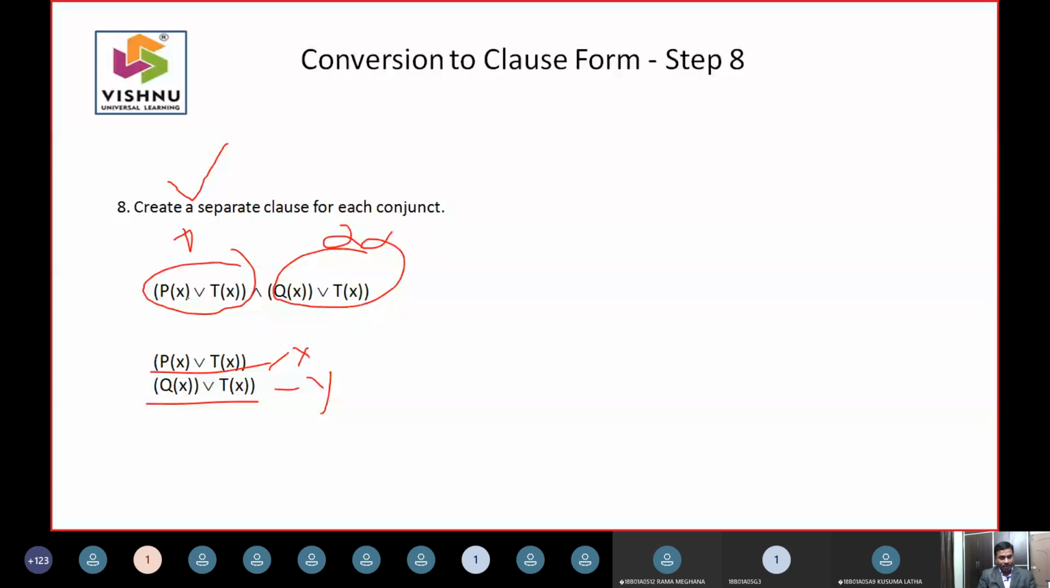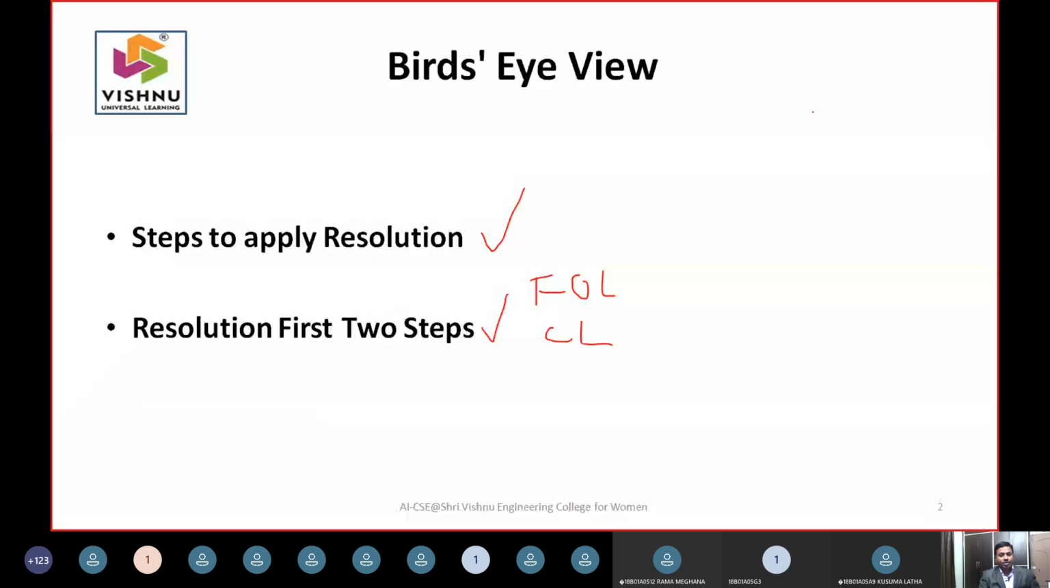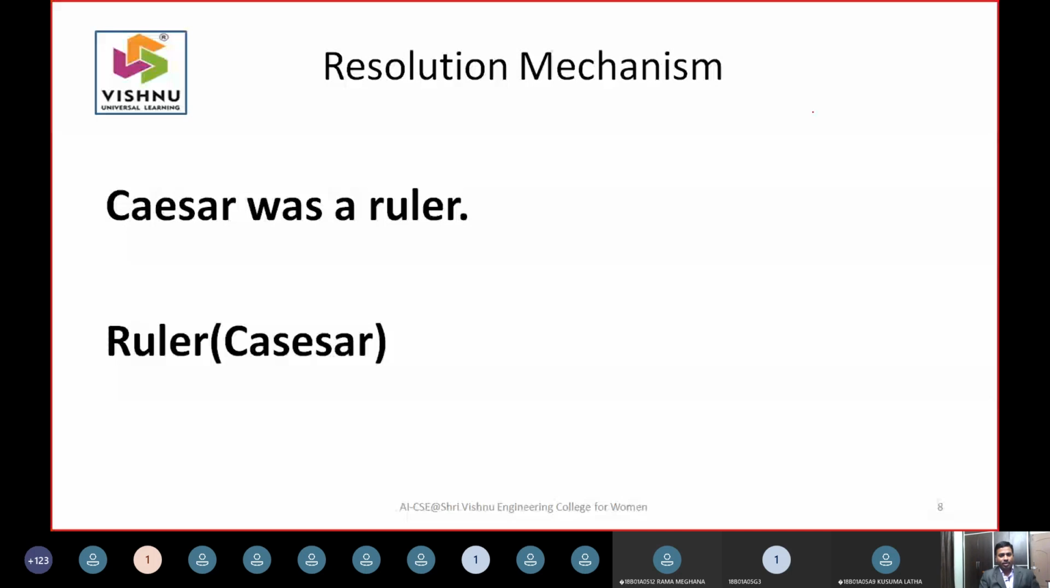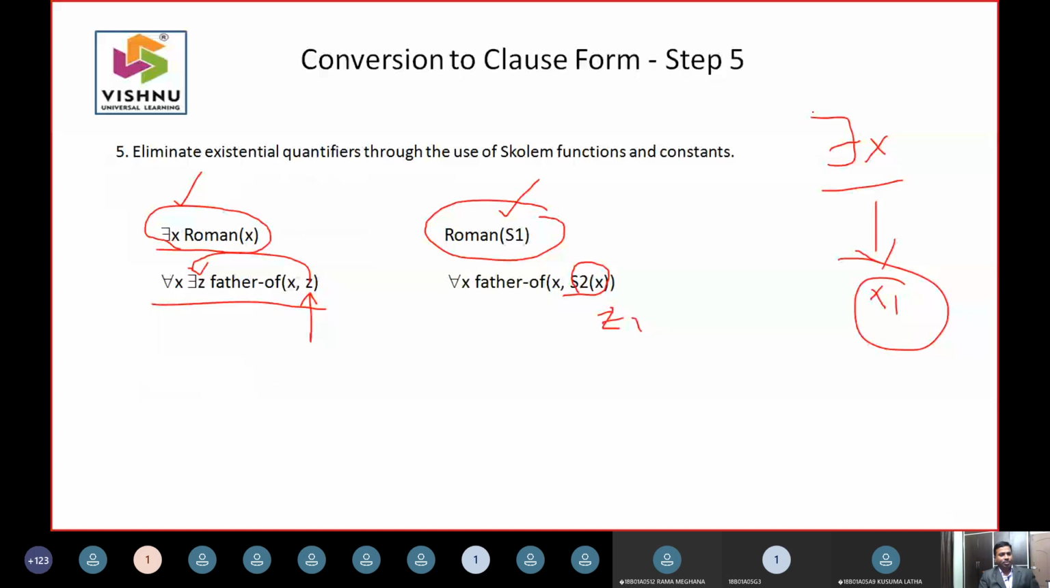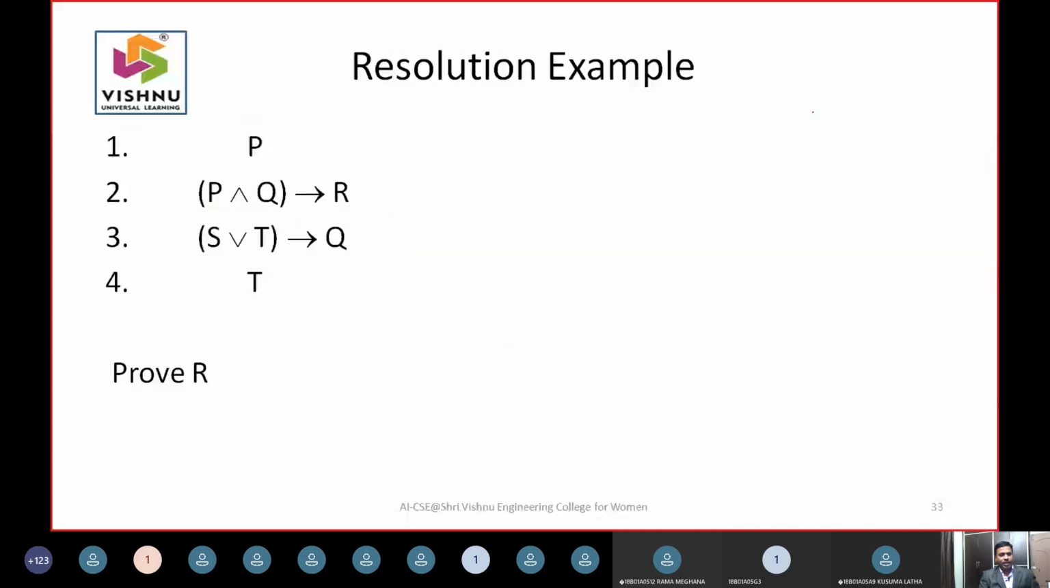I said the agenda of the class is to know what exactly the resolution procedure is. After taking these 2 to 3 classes on resolution, I felt that the first 2 steps are clear. So I am going to the third step: how do you apply this resolution mechanism? By using a very simple example, so that we will come back and apply it to a bigger example with 10 statements. Here, I have taken 4 statements, and you need to prove something called R.